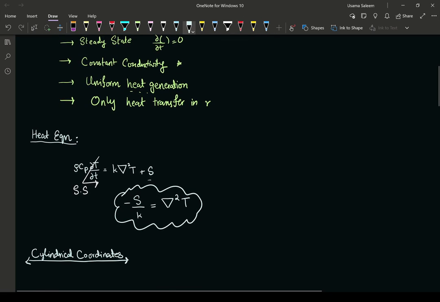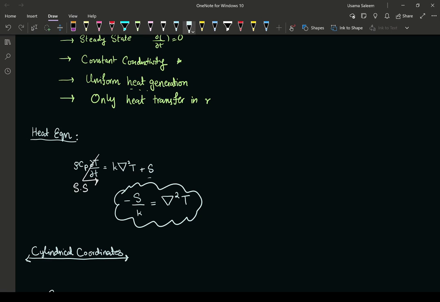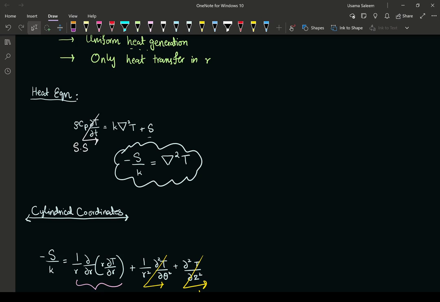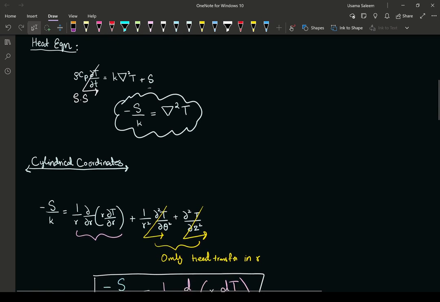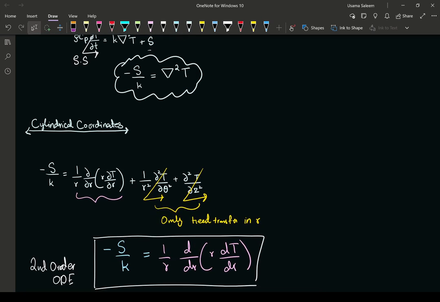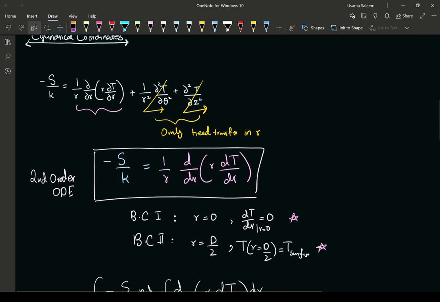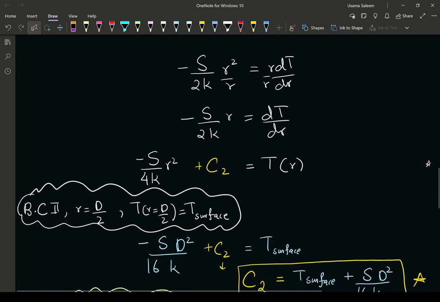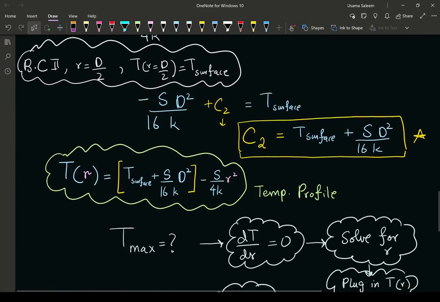My heat equation in vector notation, I simplified that, but then again, vector notation for most of us is not as helpful. So we switched to the cylindrical coordinates form, again because we have a cylindrical geometry. We reduced our partial differential equation to an ordinary differential equation. Integration and boundary conditions give us the temperature profile right here.